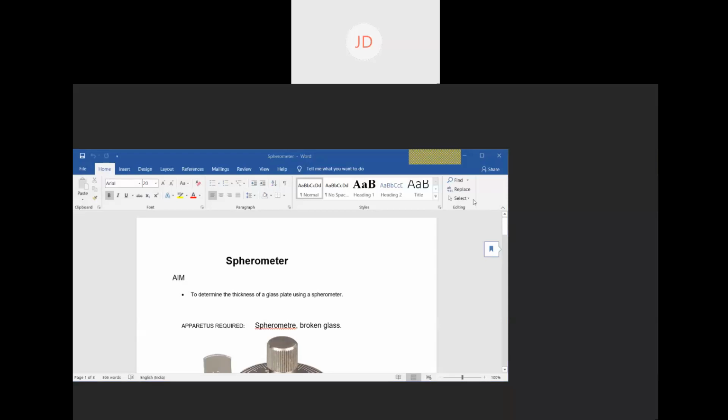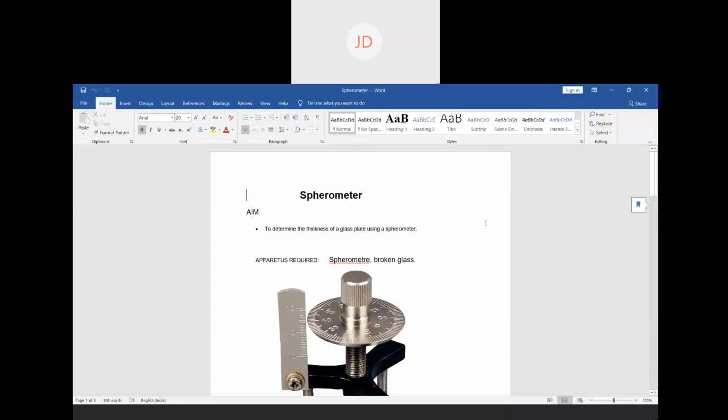Sir, procedure part also we need to write? No, no. Precaution part only we need to write. Yes, yes. Okay, sir.